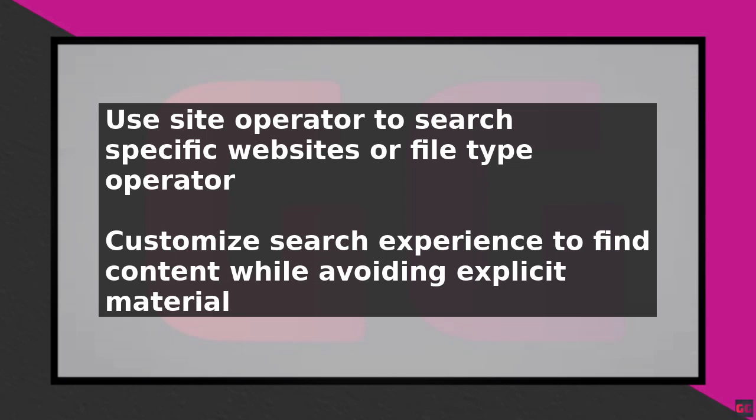Overall, turning on or off Safe Search Mode on Google is a simple process that can help you filter out explicit content from your search results. By following these steps and using other Google features, you can customize your search experience and find the content you need while avoiding explicit or sensitive material.